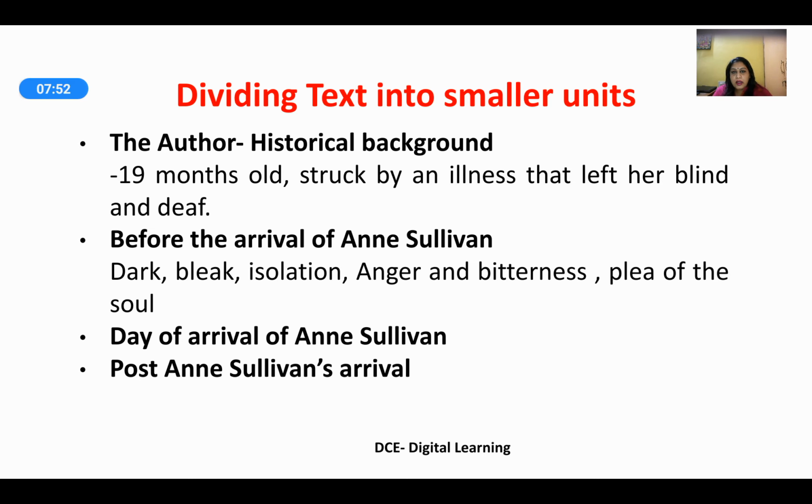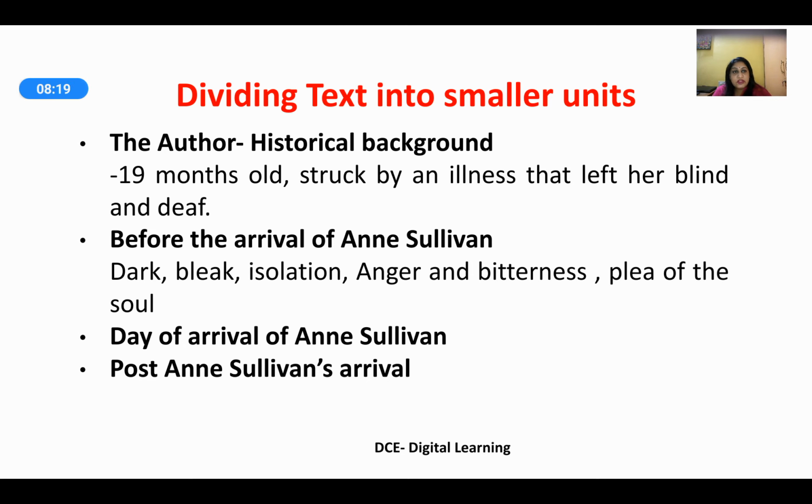And then Helen Keller's life can be divided into pre-Anne Sullivan and post-Anne Sullivan. What I mean to say is, Helen Keller's life before the arrival of Anne Sullivan was described as dark. Helen felt she was living in a bleak world. She felt herself isolated, and the anger and bitterness kept on piling in her, and there was the plea of her soul for some sort of light to come into her life.